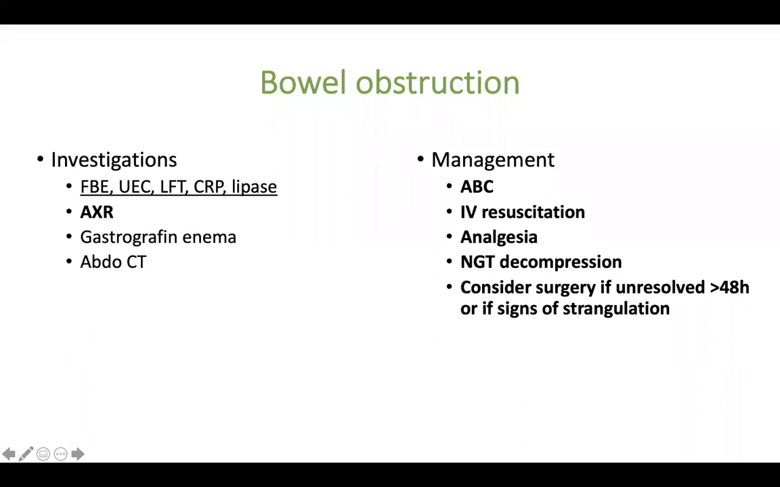Large bowel obstruction, we've covered this so much: ABC, IV resus, analgesia, nasogastric tube decompression, and if unresolved within 48 hours. This is not an emergency unless they're strangulated. And how do you know if they're strangulated? What sign do you get? You might not have covered this. You get peritonitic signs. So if it's large bowel obstruction with peritonitis, then that's an indication for emergency surgery.